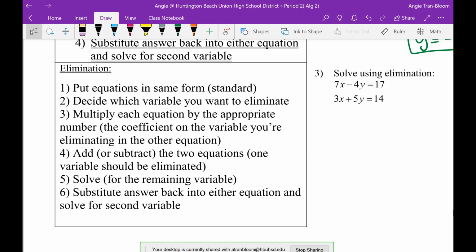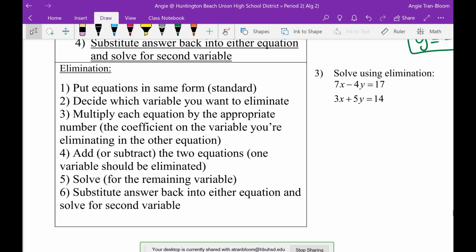Jack, can you help me read elimination? First, what do we do? Thank you. Okay. In the same form, usually standard form is the easiest to eliminate. Sydney, can you help me read number 2? Very good.